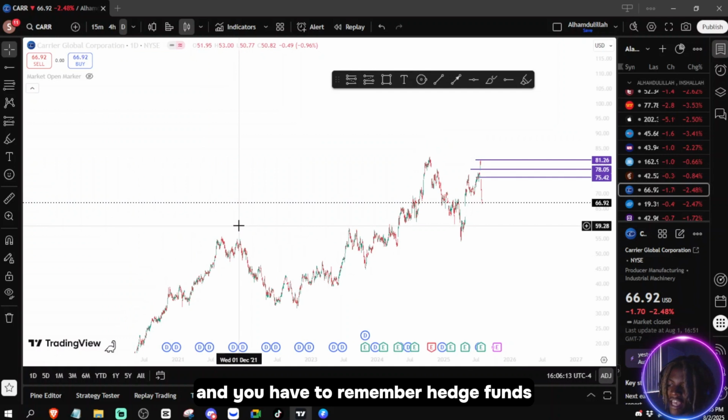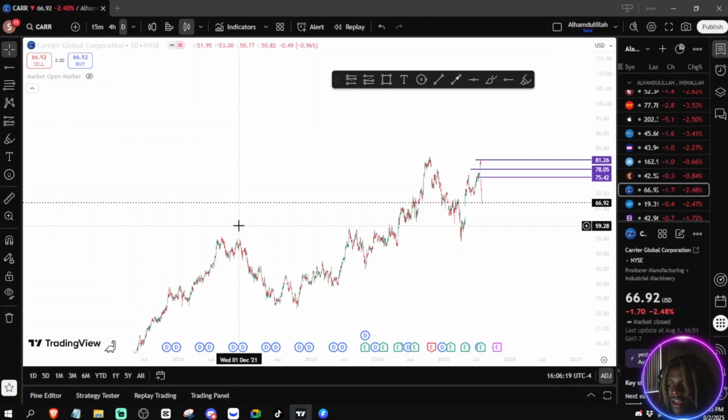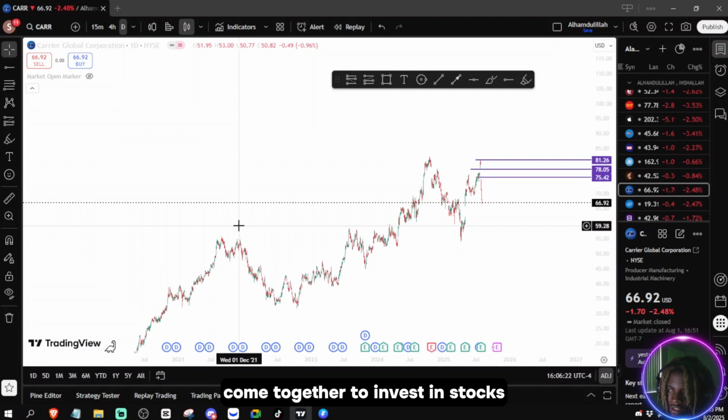And you have to remember, hedge funds, billionaires, large corporations, entities and bodies of people with millions and billions of dollars come together to invest in stocks. So everyone's on the daily time frame, looking at the bigger picture, looking for good times to invest. Okay, so that's going to go ahead and be that.